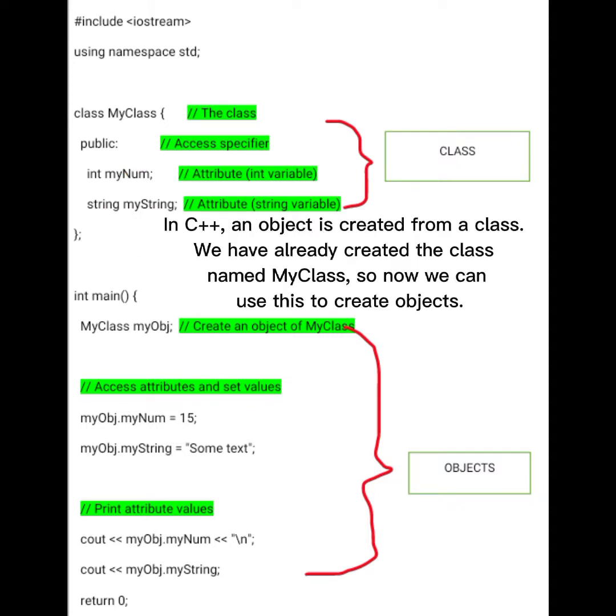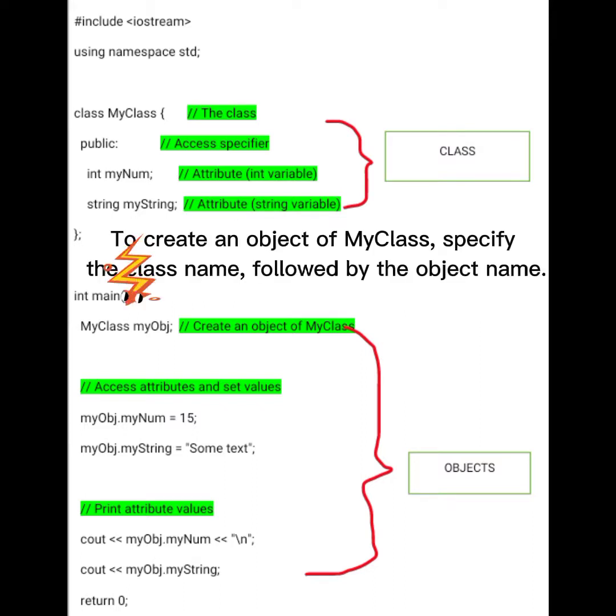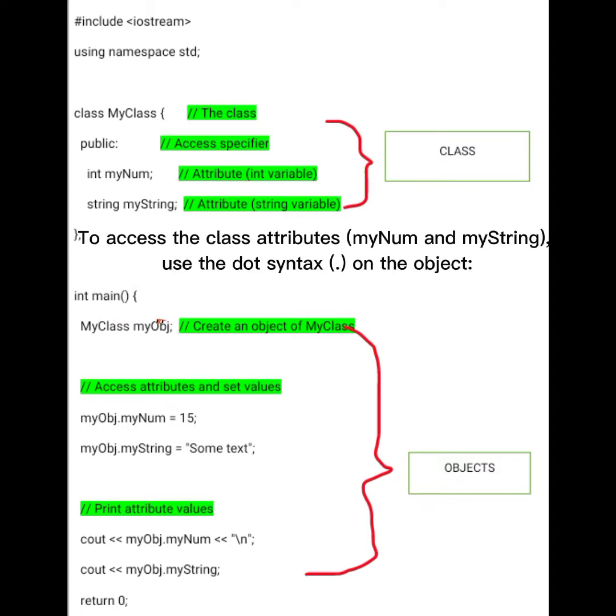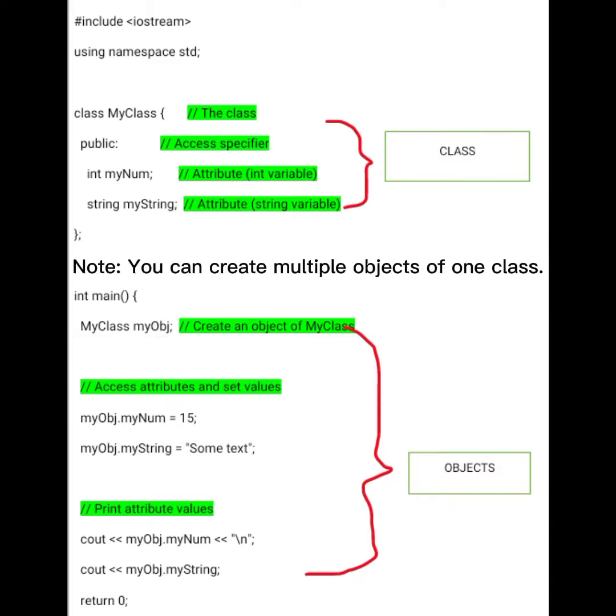Create an object. In C++, an object is created from a class. We have already created the class named MyClass, so now we can use this to create objects. To create an object of MyClass, specify the class name, followed by the object name. To access the class attributes, myNum and myString, use the dot syntax on the object. Note: you can create multiple objects of one class.